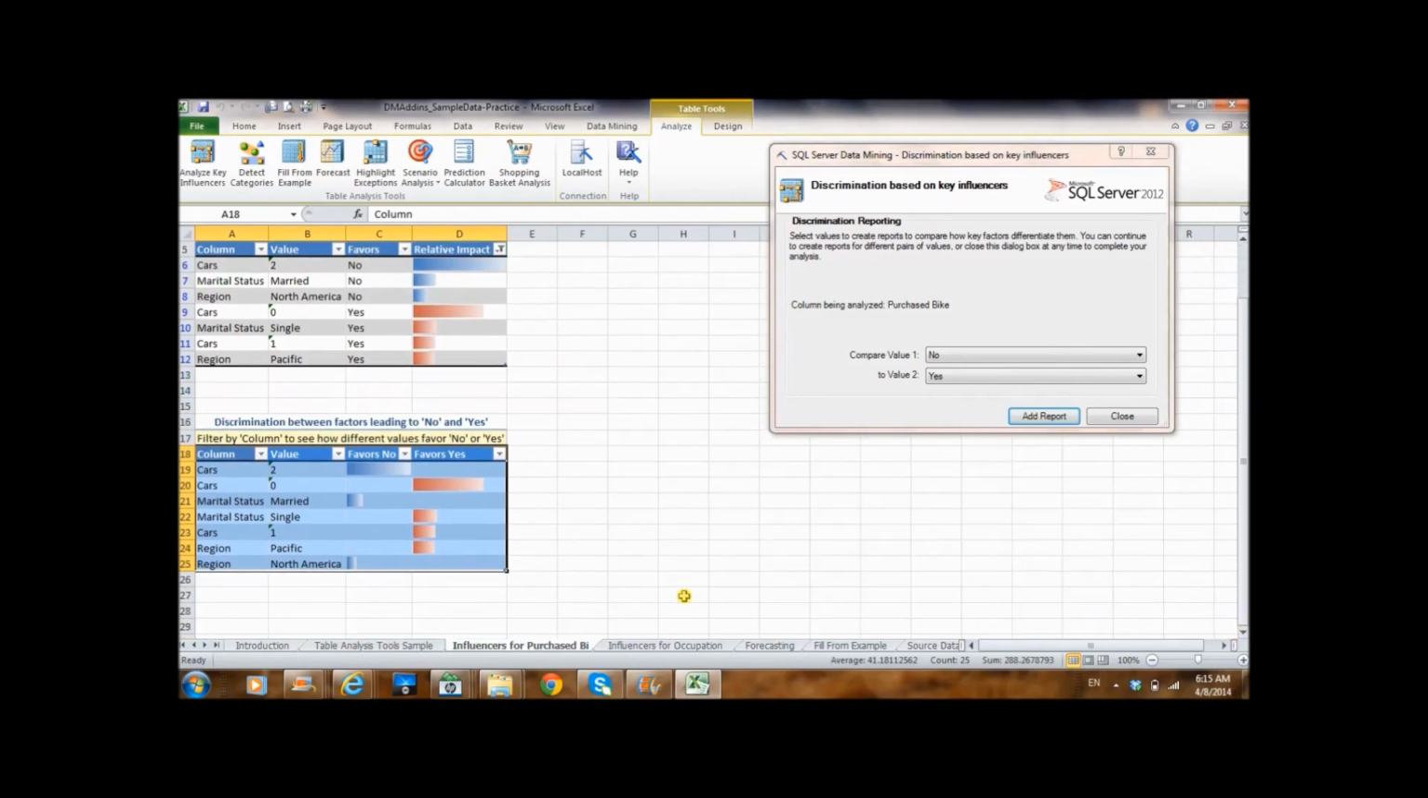Again, people with two cars most favor not buying bikes, and people with zero cars, or no cars, favor yes, meaning they tend to buy bikes. And in terms of marital status, people who are married do not tend to buy bikes, and so on. So it's a pretty interesting analysis you can do.